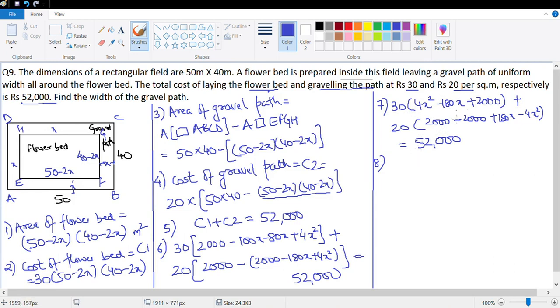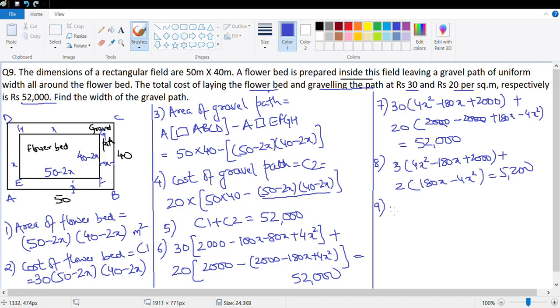Let's see if I have anything in common. So if I divide both sides by 10, I can remove a 0, which means this is 3 times (4x squared minus 180x plus 2000, where this 2000 gets cancelled) plus 2 times (180x minus 4x squared) is equal to 5200. I've divided both sides by 10, so I've removed one 0 at least. Otherwise these are becoming very big numbers.